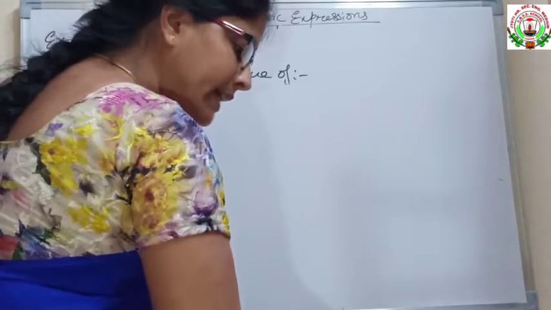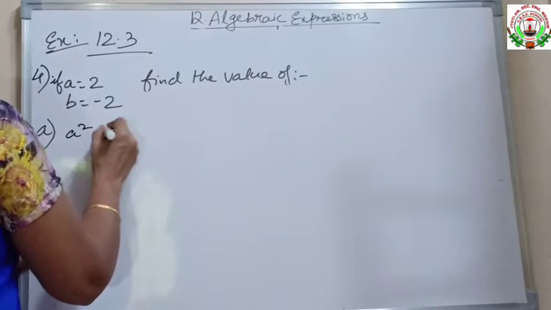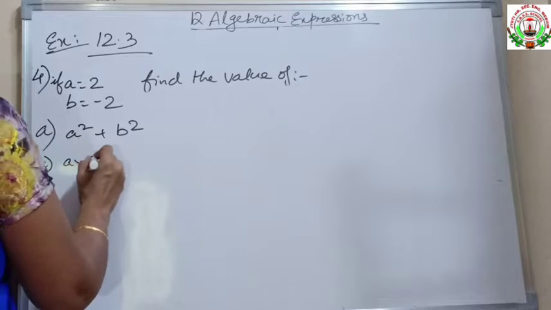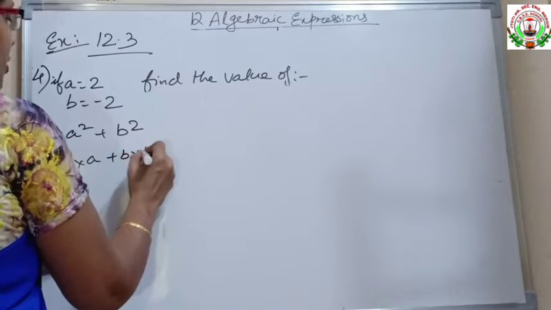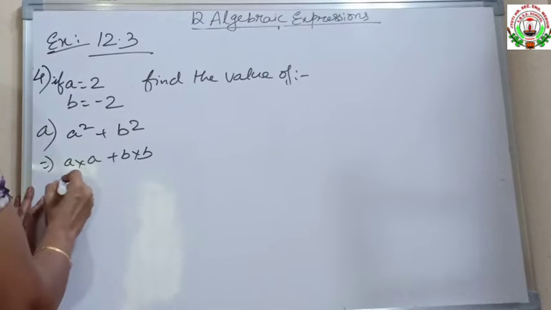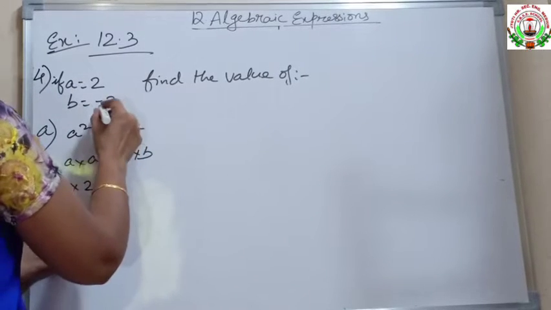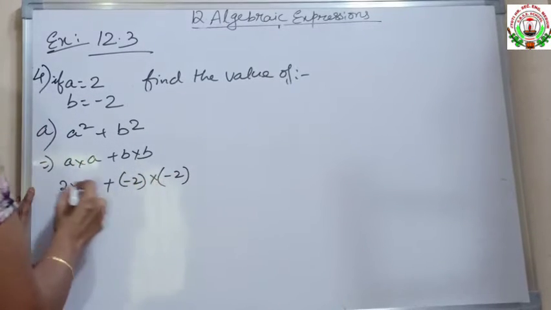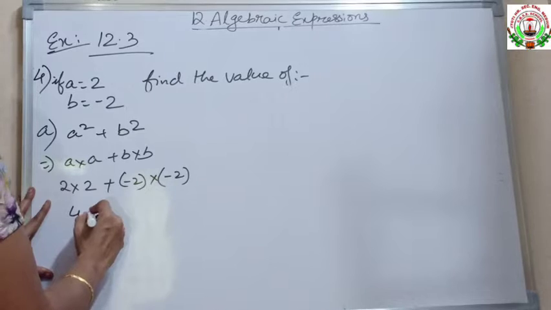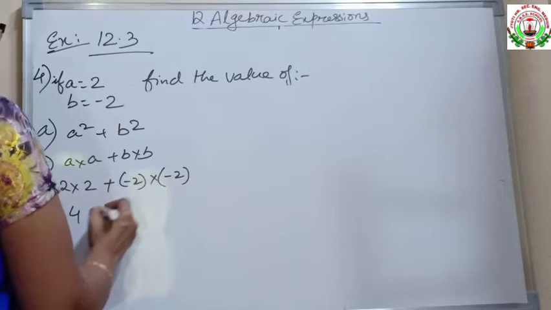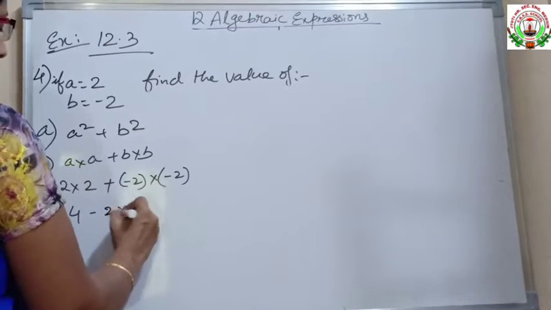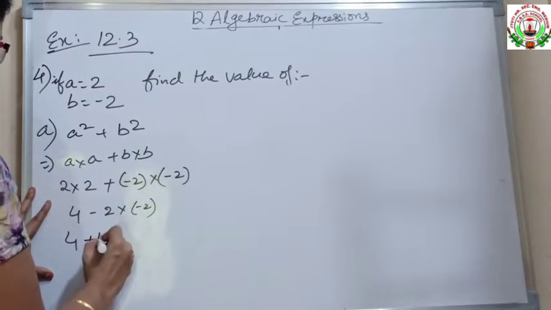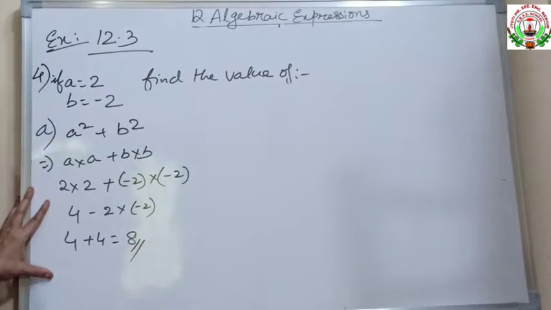So first one they have given is a square plus b square. A square meaning a into a, plus b square, b into b. A value is 2. So 2 into 2 plus b value is minus 2, minus 2 into minus 2. So 2 2s are 4, and here minus 2 into minus 2. So 4, minus into minus is plus, 2 2s are 4. So 4 plus 4, 8 is your answer.